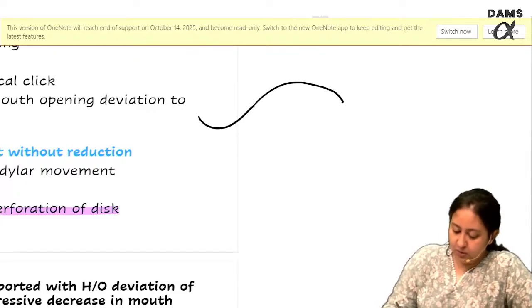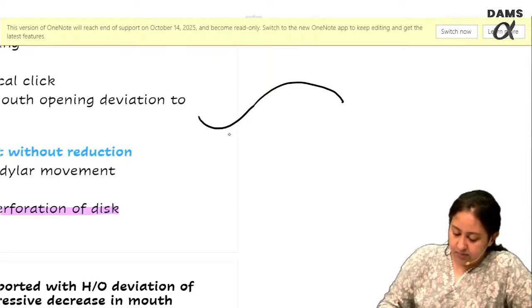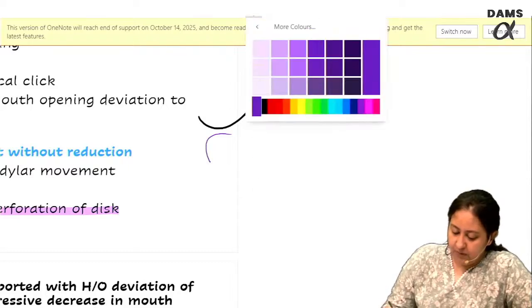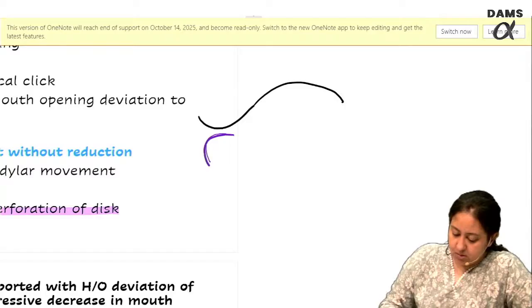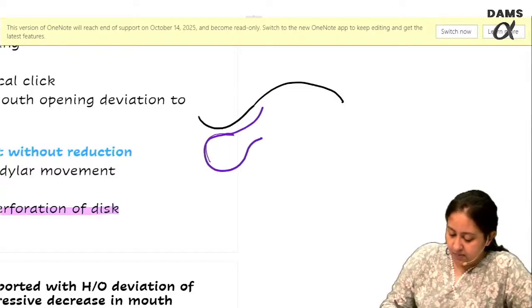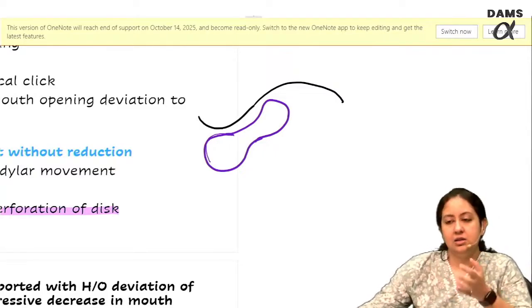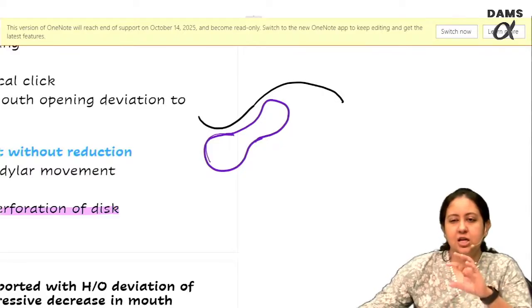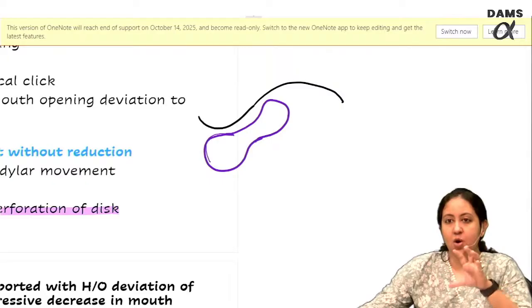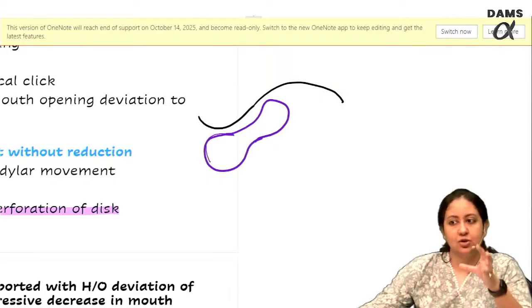Okay, this is the glenoid fossa. And here in anterior disc displacement without reduction, what is happening is the disc is placed like this. It is anteriorly dislocated, and it is stationary in this position. It is in an abnormal position, in an abnormal relation to the condyle as well as to the glenoid fossa. It has displaced anteriorly and it is stuck in this position.